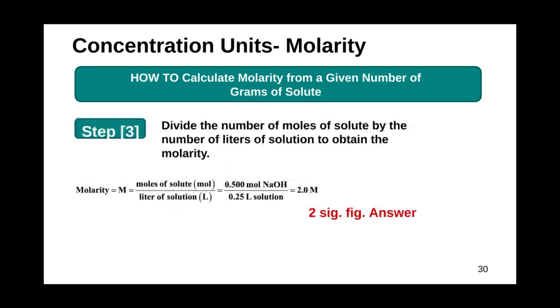Once we have that information, remember the equation is moles per liter. Once we have those two pieces of information, we divide the moles by the liters, giving us the molarity, i.e. 2 molarity, 2 moles per liter. So that's the concentration in terms of molarity when we dissolve, again, 20 grams into 250 milliliters of solution.